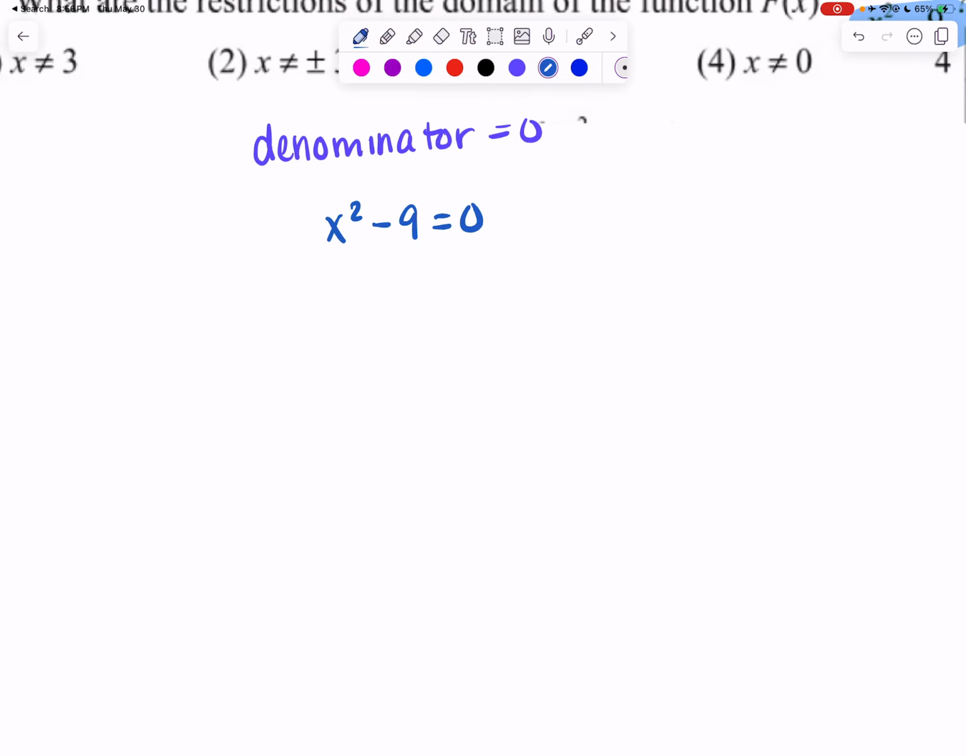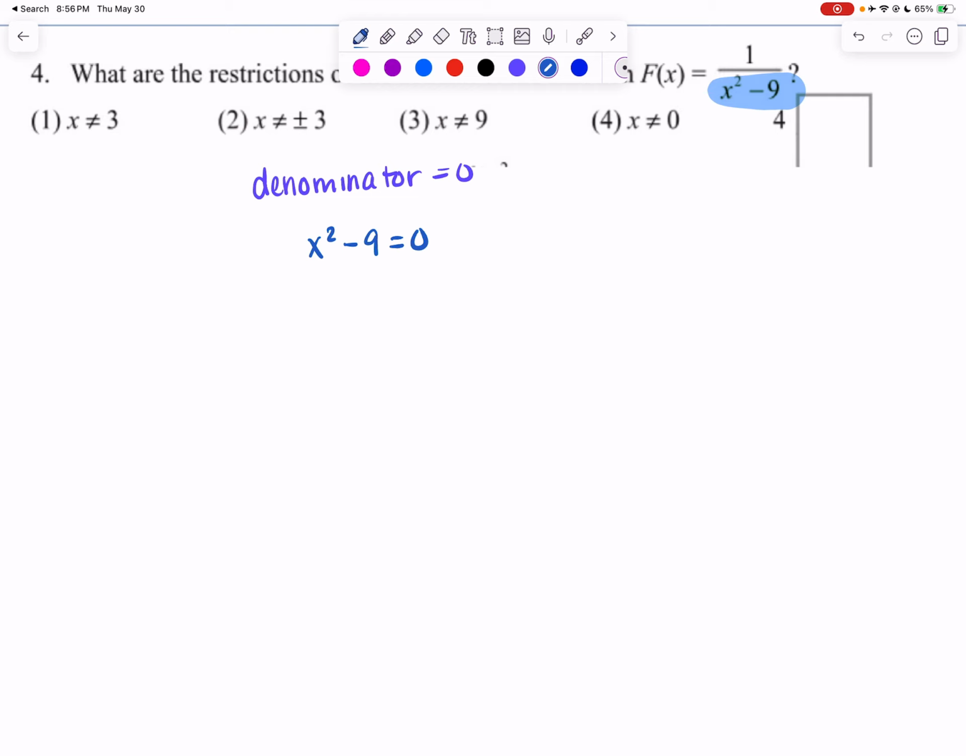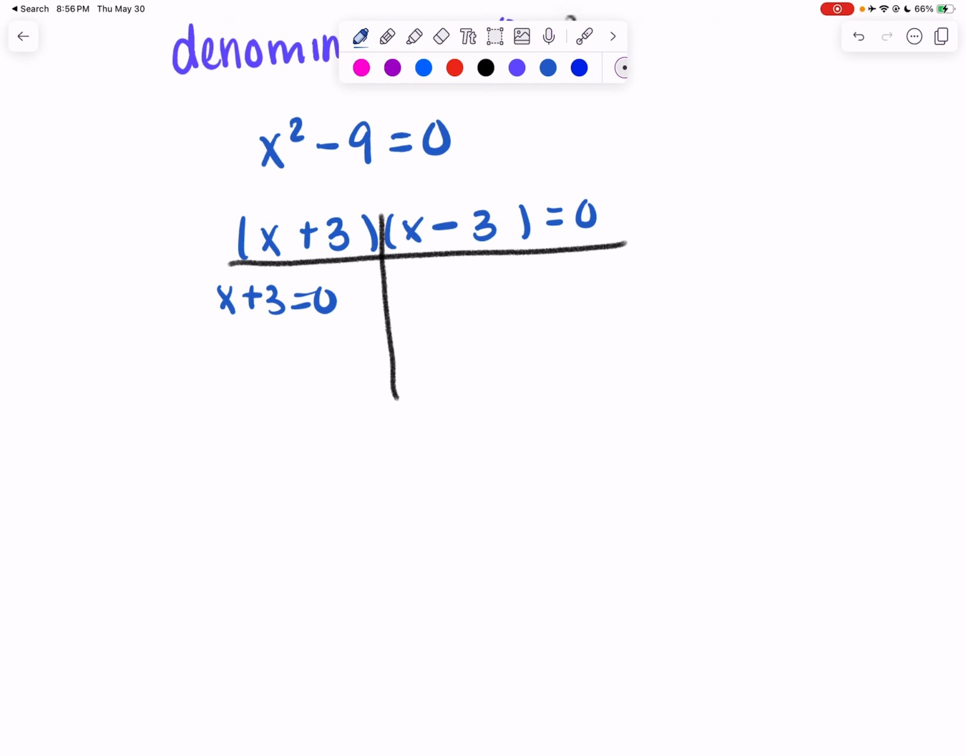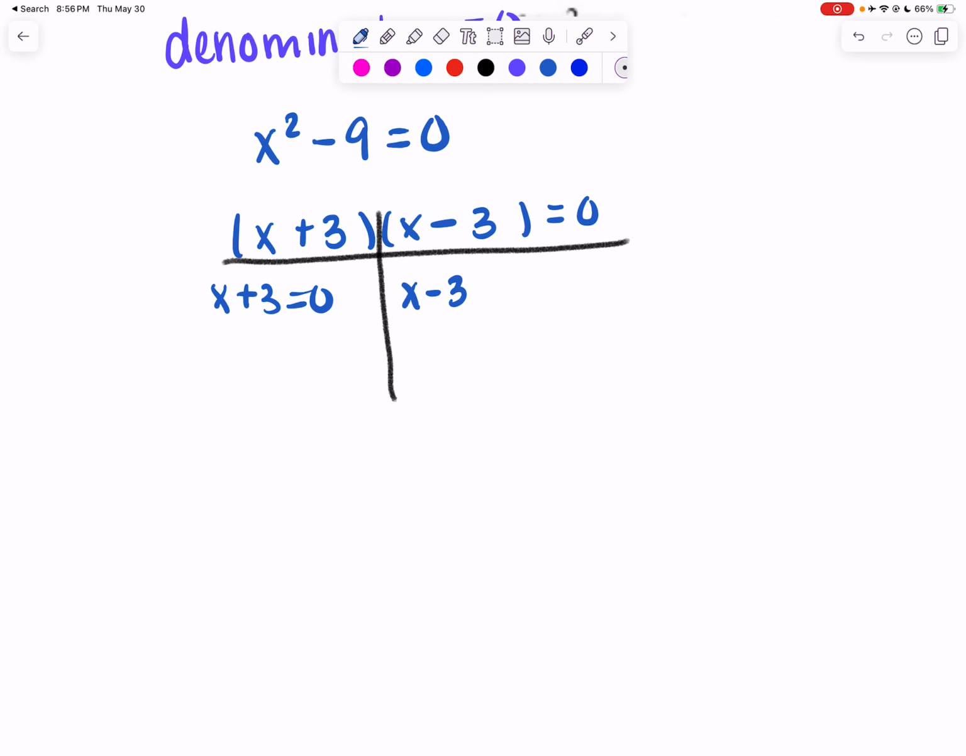Now, when I have x squared minus 9 equal to 0, the first thing I'm going to want to do is ask myself, can I factor it? And yes, I can. This is going to be a difference of 2 squares factoring. So that x squared is going to become an x and an x. That minus is going to be a plus and minus, and that 9 is going to be a 3 and a 3. Now we set each factor equal to 0. So I can now do x plus 3 equal to 0, and then x minus 3 equal to 0.